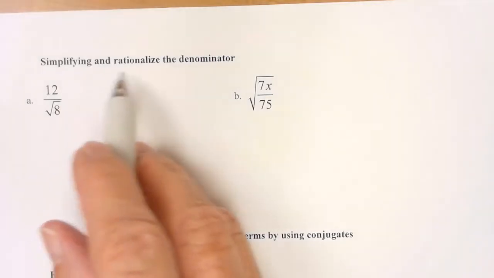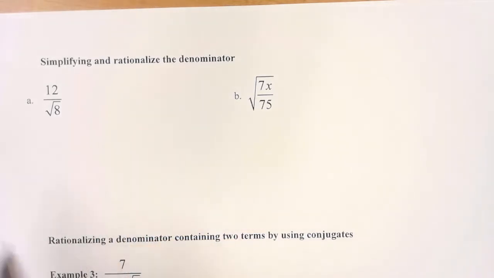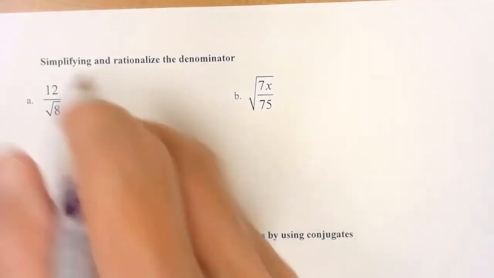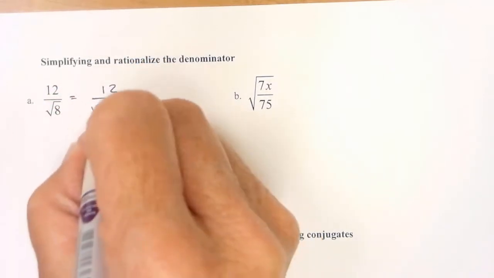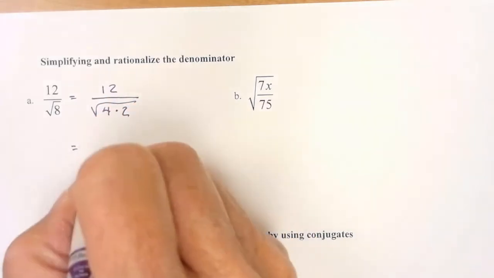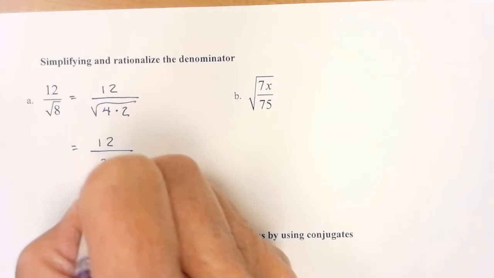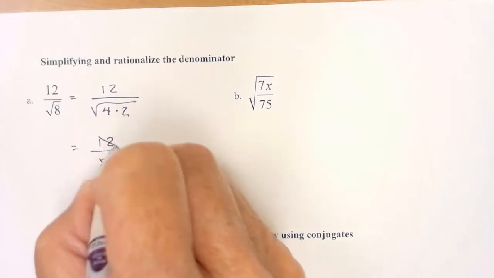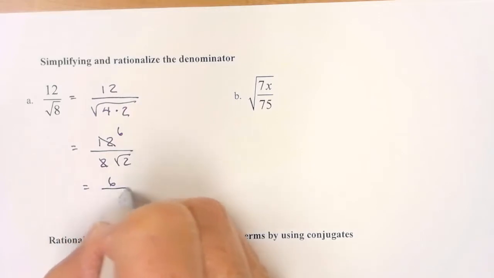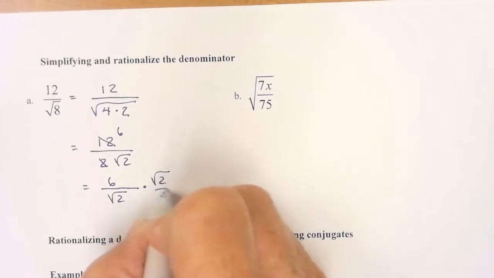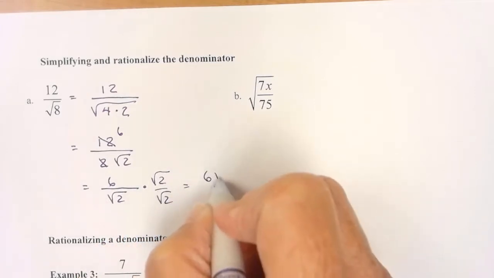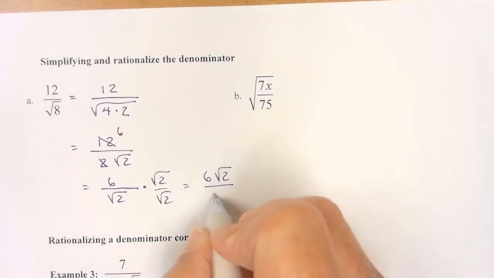So I need to simplify and rationalize the denominator. Now earlier I said there was nothing I can do with those denominators because they did not contain a perfect square factor. But both of these do. So let's simplify first. So that would be 4 times 2. That would give me 12 over 2 square root of 2. So right now I have got this. But I need to multiply top and bottom by square root of 2. So it gives me 6 square root of 2 over 2.